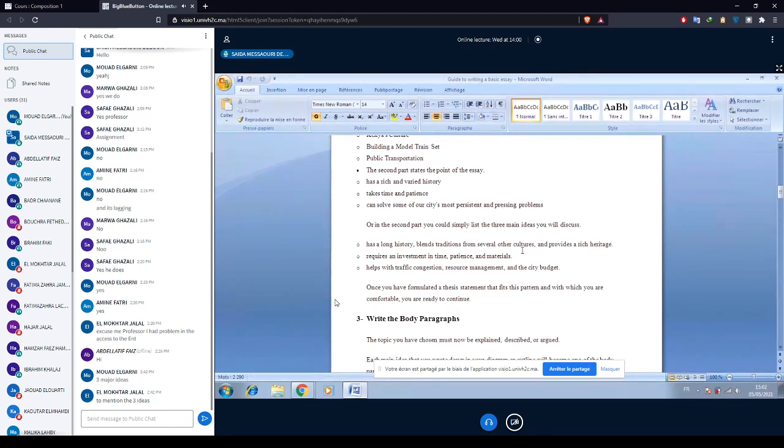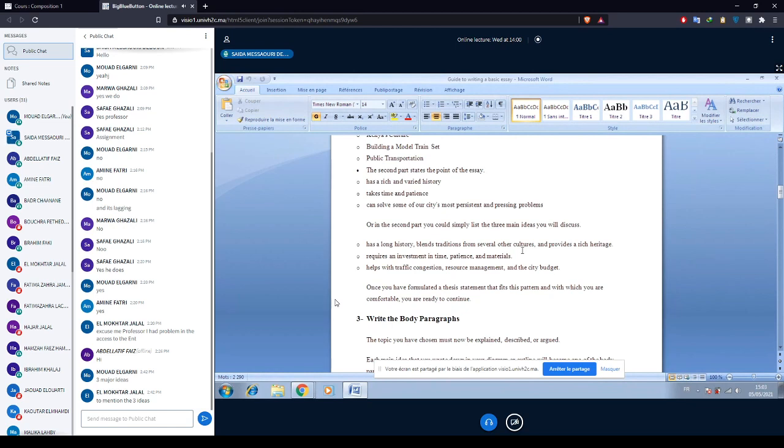So again, I go to my paragraphs, and the first paragraph, I know it's going to talk about traffic congestion, how it may help, how it can find solutions to this. And then the second paragraph is going to talk about resource management, so how we can manage the resources of the city. And the last paragraph is to talk only about finance, the budget of the city. Okay, so these are going to be found in the body, and I know it from the introduction.